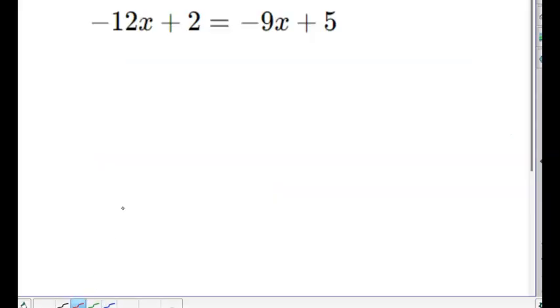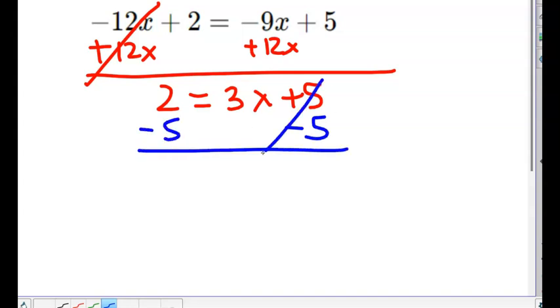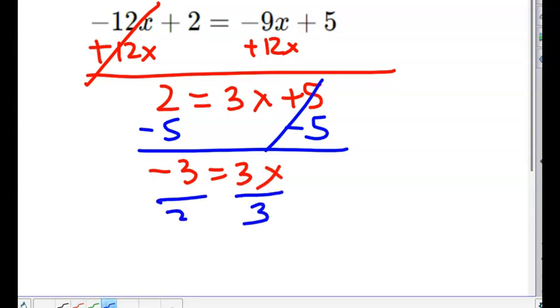Again, you can choose to move your variables in any direction that you like. If I was to add 12x to both sides, that would mean that I'd have no variables on the left, but I would have a positive variable on the right. And some students prefer to keep their variable positive. But either way, when I subtract my coefficient, I'm going to get negative 3 equals 3x. I'm going to divide both sides by 3, and I get my final answer.